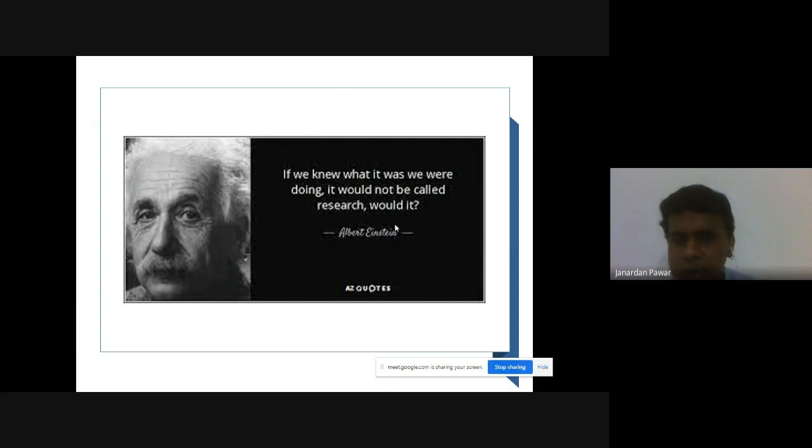Moving on to the second one, here Albert Einstein is there. If we knew what it was we were doing, it would not be called research, would it? If we are not doing something new, we cannot call it research. So if we want to do something new, if we want to find out something new, it would be research, according to the great scientist Albert Einstein.